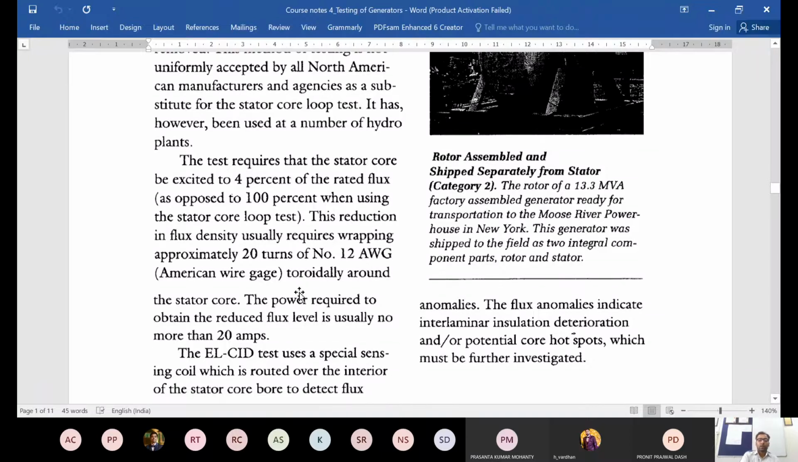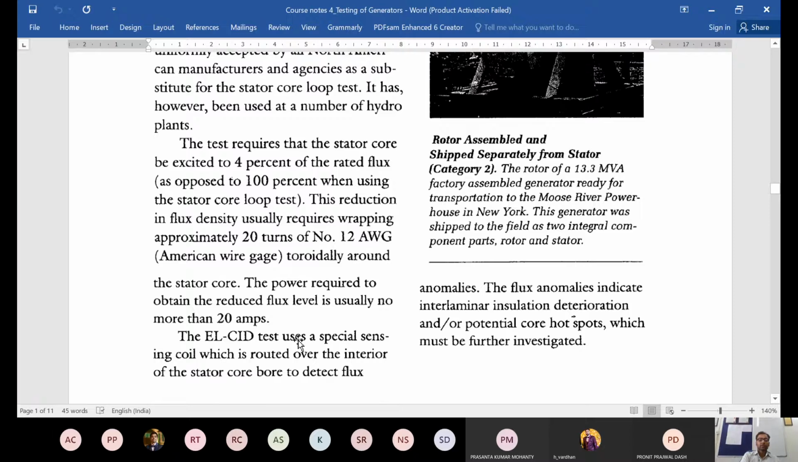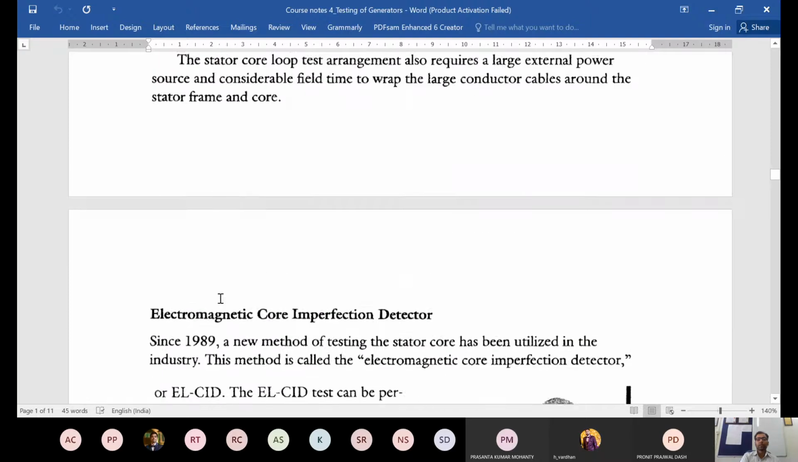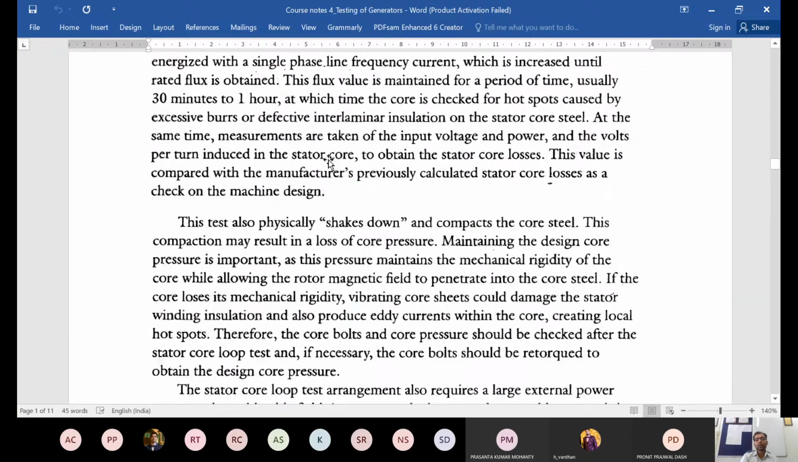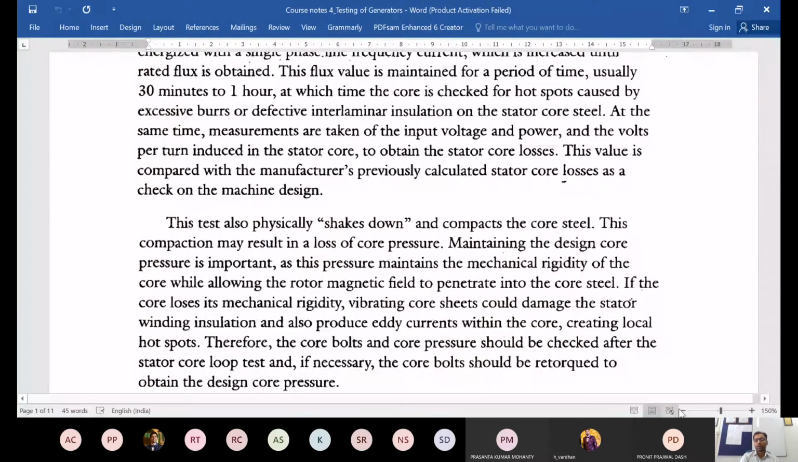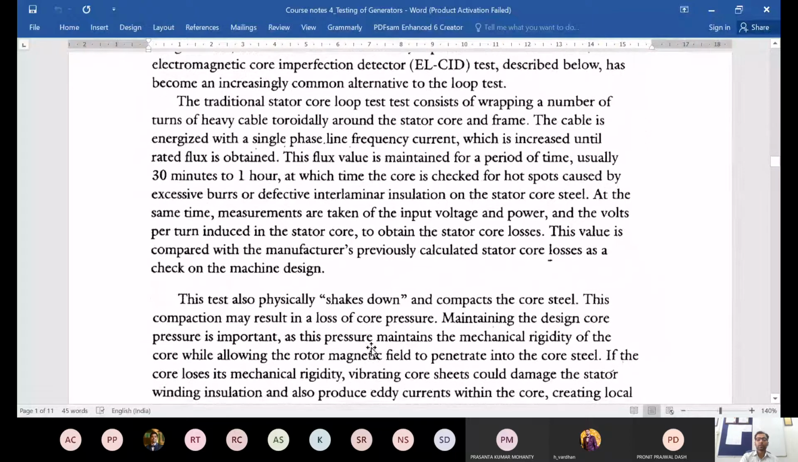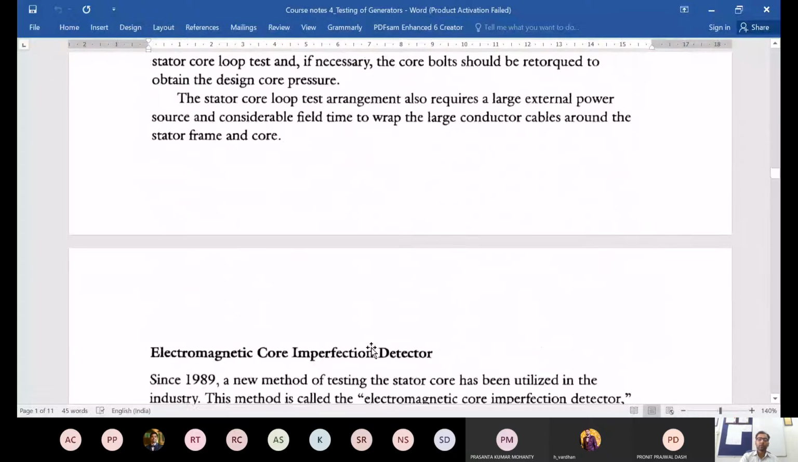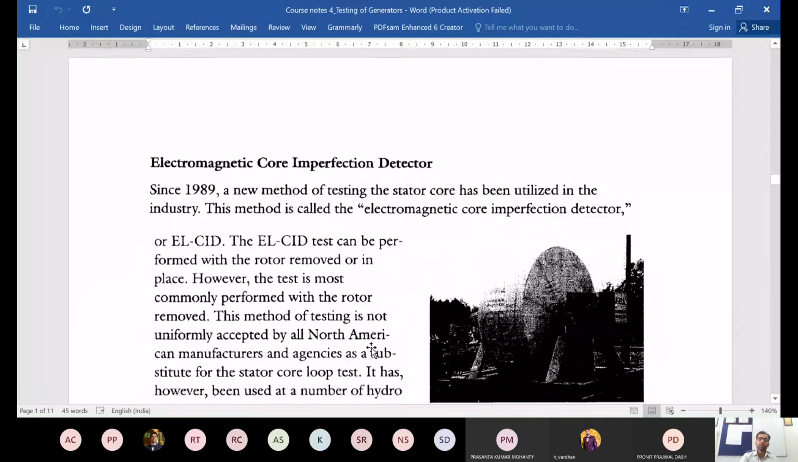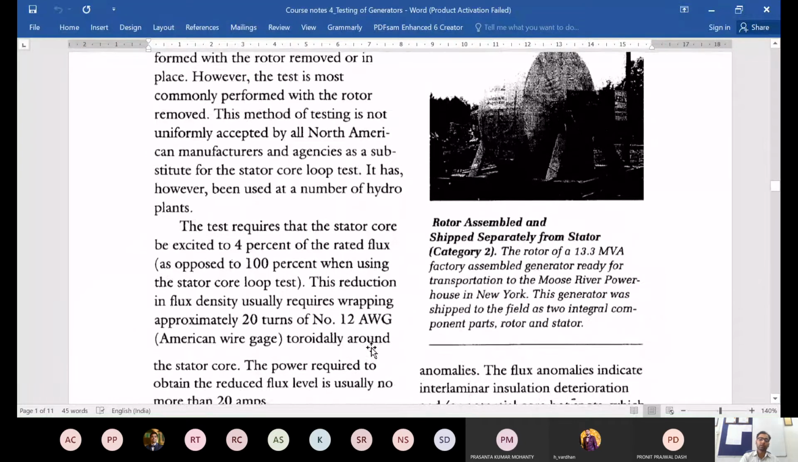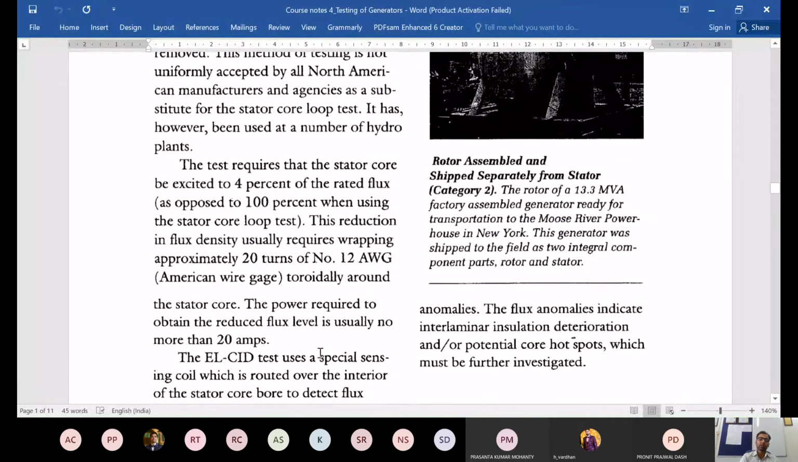So this ELCID test uses a special sensing coil which is routed over the interior of the stator core bore to detect flux anomalies. So what is happening here is that in the previous case, we were subjecting the core to rated flux, and we were observing the hot spots which were forming in the core. But here it is not like that. Here, instead of subjecting it to 100% of flux, we are just subjecting it to 4% of the rated flux.